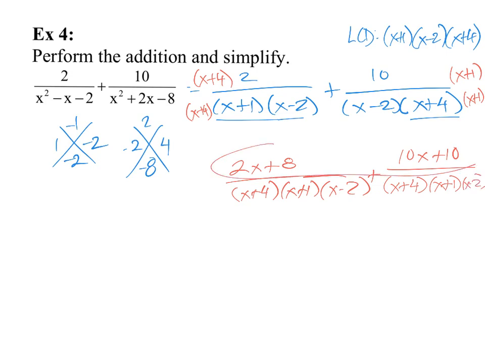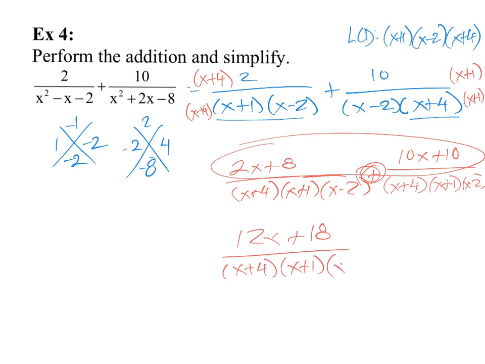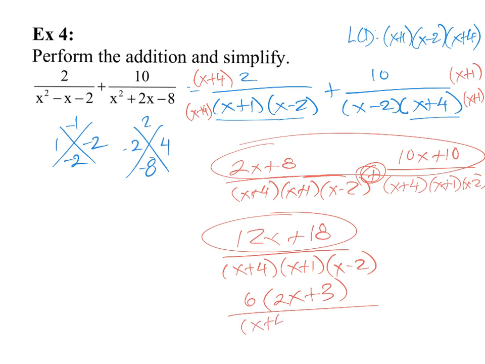All right, then just adding like terms here. Watch out for this operation, because if there's a negative ever there, it has to distribute to both parts. I see students often make a mistake with that, so pay attention to that. So I end up with 12x plus 18 over x plus 4 times x plus 1 times x minus 2. And I could still factor the numerator. I could pull out a 6, so I end up with 2x plus 3 over x plus 4 times x plus 1 times x minus 2. And in this case, no factors cancel out, so that's all you can do.